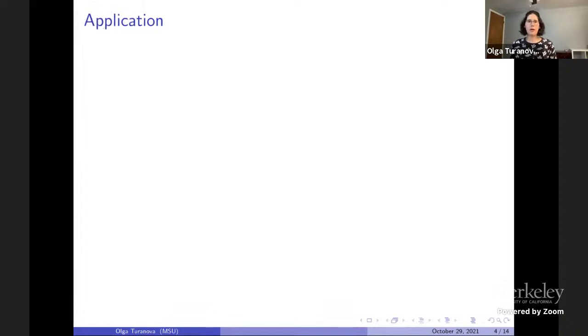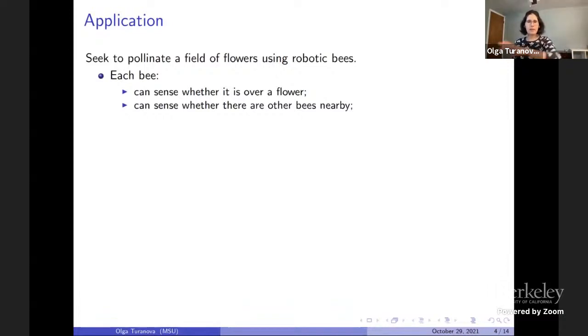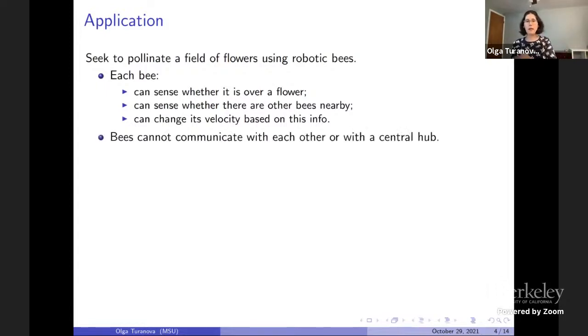Okay, so let me talk about the robots. We seek to pollinate a field of flowers using robotic bees, which is actually a problem that I have heard of in contexts outside of math. So what can each robotic bee do? Each robotic bee can sense whether it's over a flower, can sense whether there are other bees nearby, and can change its velocity based on this info. Bees can't communicate with each other or with a central hub.